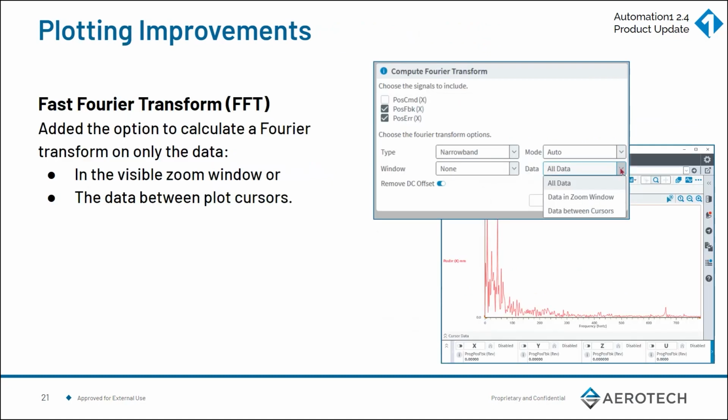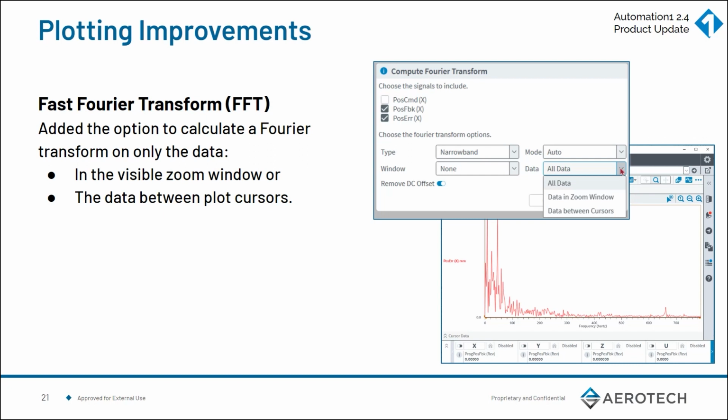We continue to make improvements in the application. This page highlights some of the plotting improvements, specifically the fast Fourier transform. We added this option to calculate the Fourier transform on only the data that is either visible in your zoom setting on your 1D plot, or the data between 2 cursors on your 1D plot. So instead of always doing the fast Fourier transform on the full data set, you can limit it and focus in on a specific area, which is sometimes very helpful in troubleshooting if you see some frequency of error around a corner that you want to evaluate.